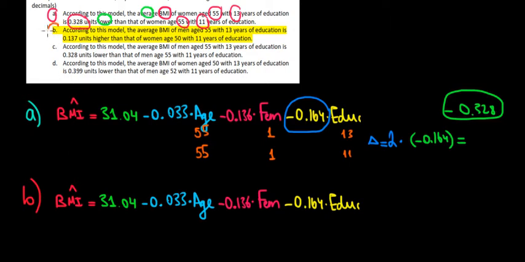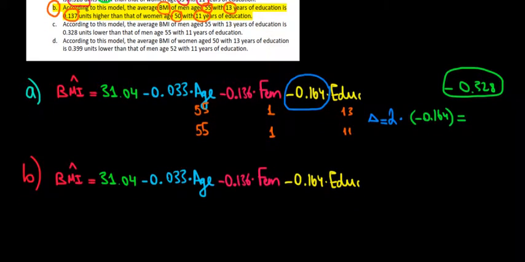Let's work on part B in this video. According to the model, the average BMI of men of age 55 with 13 years of education is 0.137 units higher than that of women of age 50 with 11 years of education. With all that said, let's substitute these values into the regression and see what the difference is going to be between them.